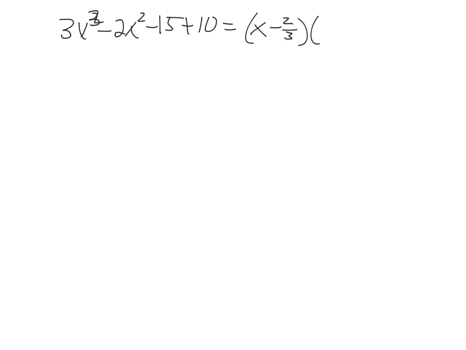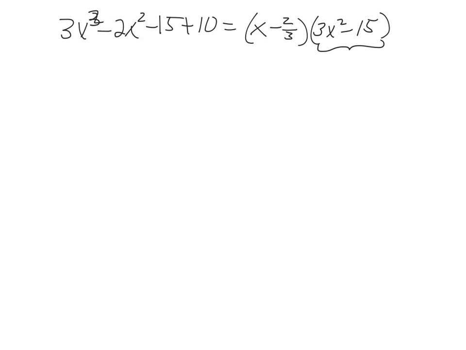So we're going to start a fresh page here. So we have 3x cubed minus 2x squared minus 15x plus 10, and we just got that that is going to factor to x minus 2/3 times 3x squared minus 15. Now we want to factor to linear terms. That means that every factor should be a binomial that has x to the 1 power. So we have to factor this one down.